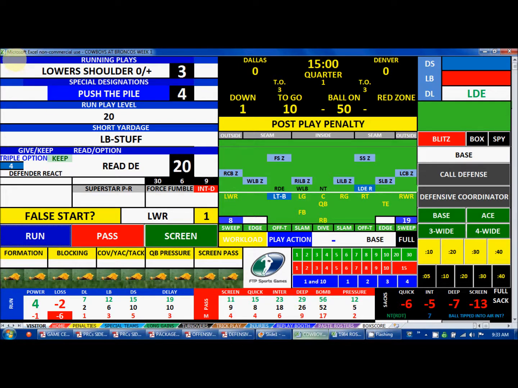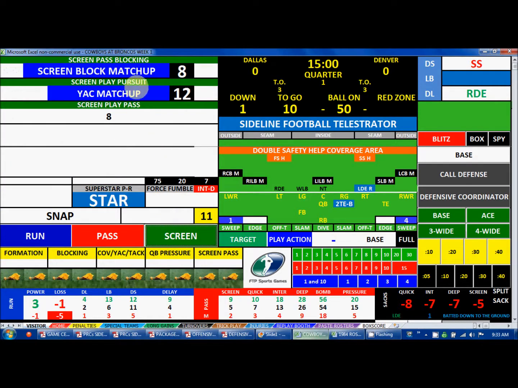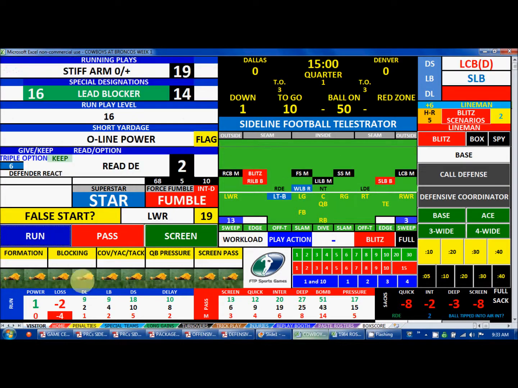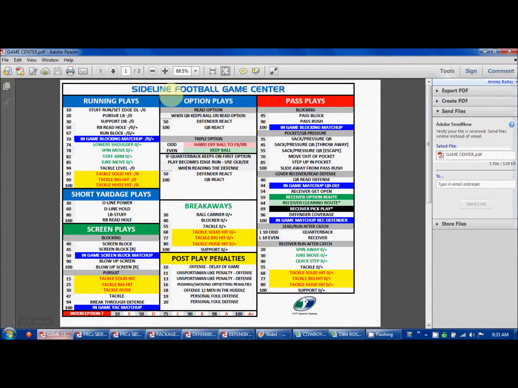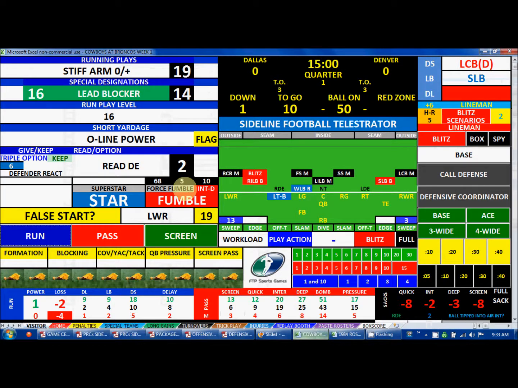This section over here for running plays or passing plays or screen plays, that section effectively replaces the Sideline Football game center, depending on which type of play is called: running plays, options, pass, screen, etc. This section replaces that. Let's start with running plays.